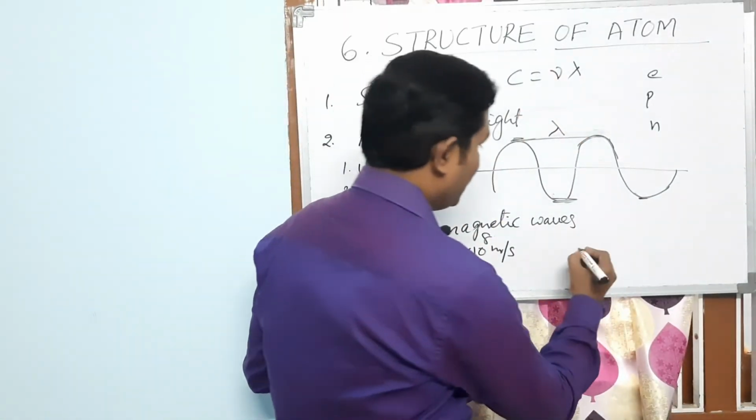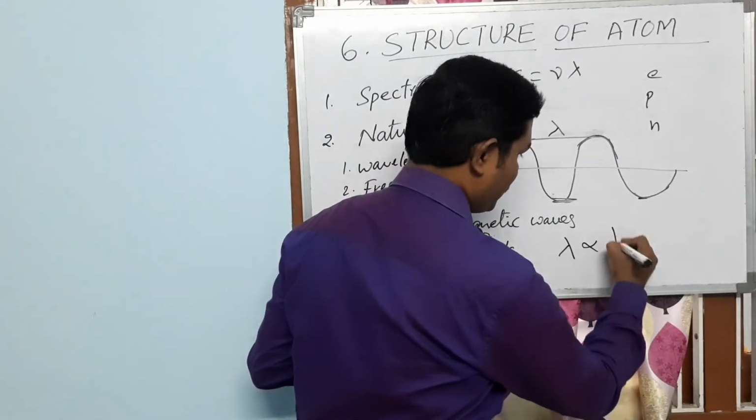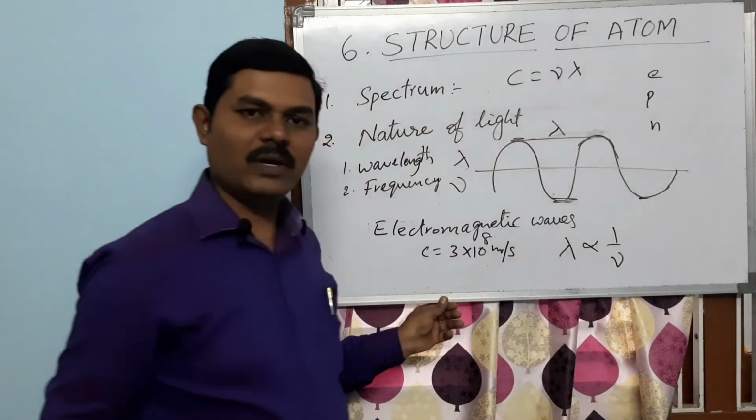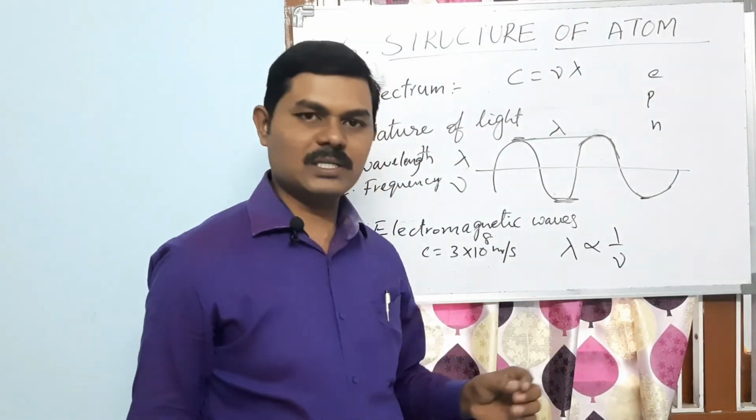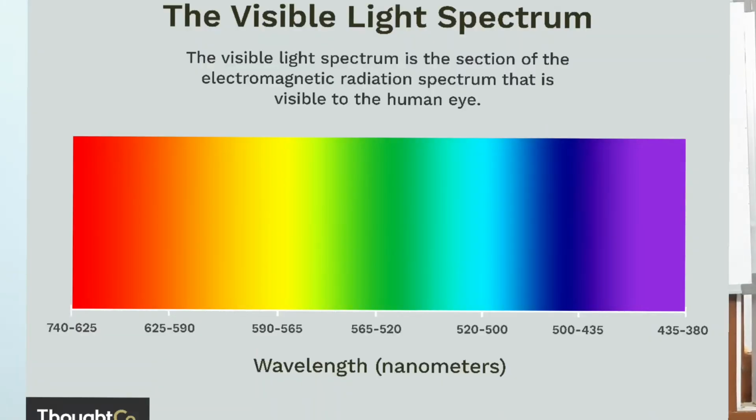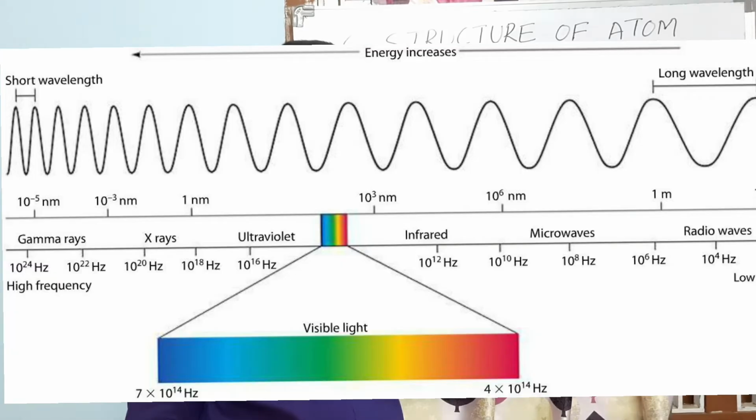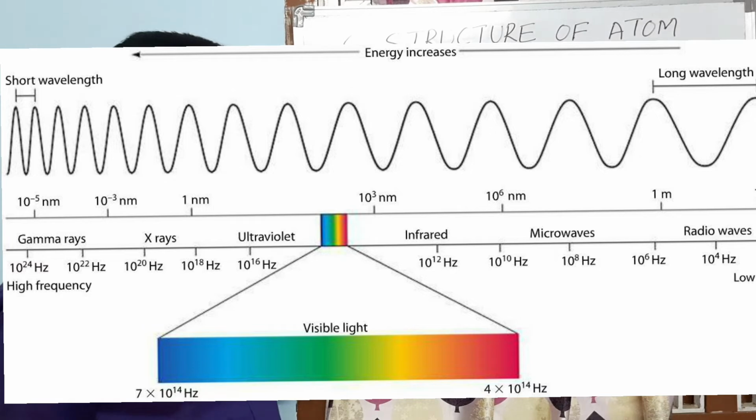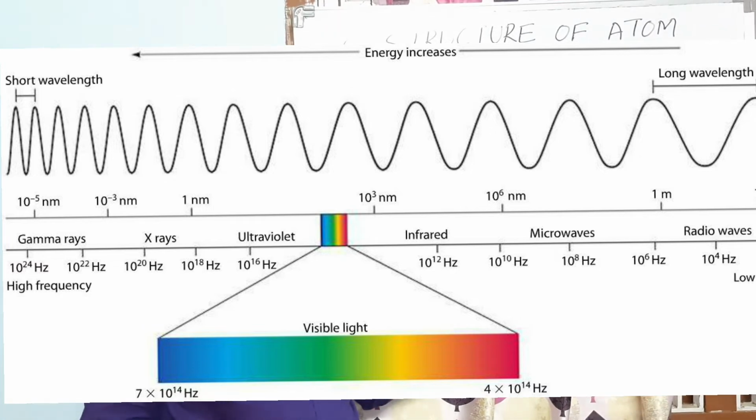Lambda is directly proportional to 1 by nu, which means where the wavelength is more, the frequency is less. So in the VIBGYOR, what is the visible spectrum? We know that red color has the highest wavelength and low frequency, and violet color has the low wavelength and high frequency. So this is about the electromagnetic spectrum.